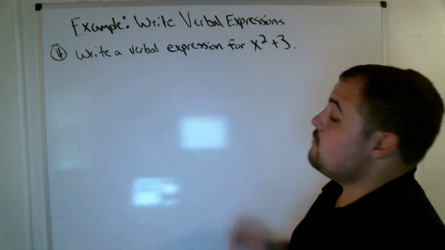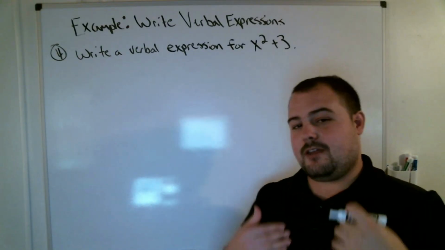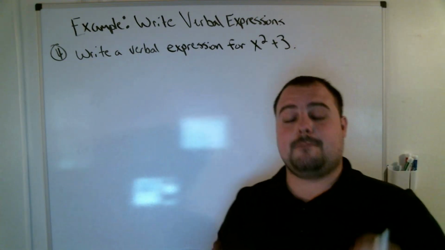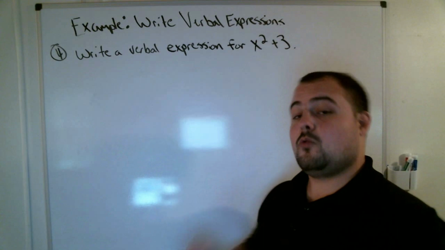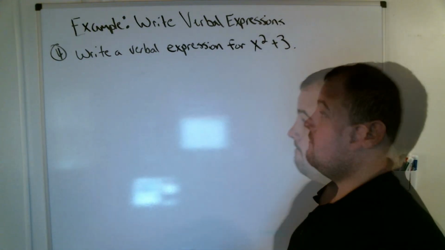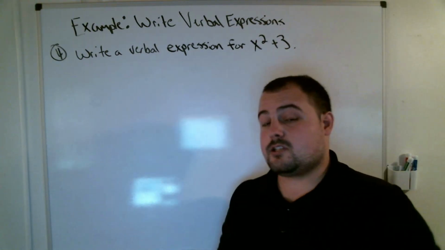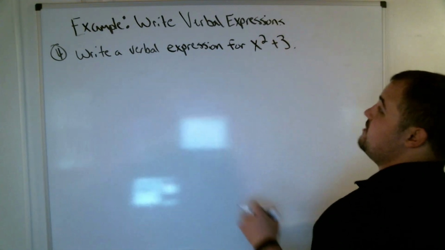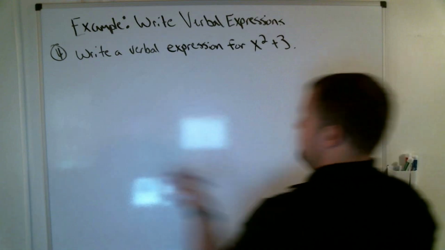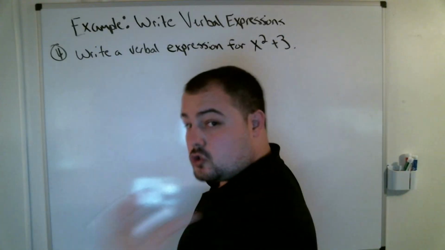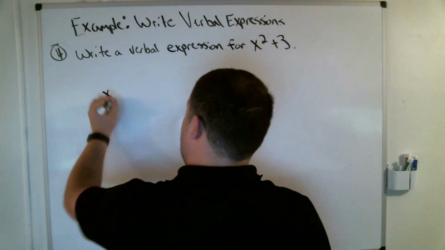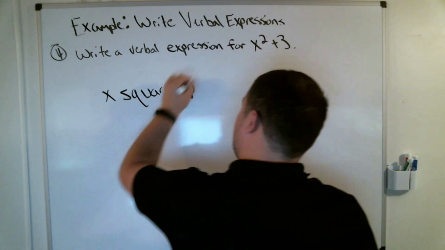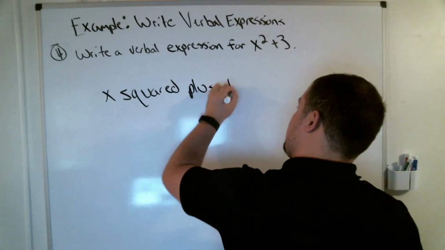Alright, so for your fourth example, again, this is one where I feel like we've kind of done two problems. I feel like you guys could probably do this on your own. So again, pause the video, try this on your own. We're going to go over it here in a couple seconds. Alright, let's go over this problem. So for this problem, I'm reading it, write a verbal expression for x squared plus 3. So the way I just spoke it should technically be right. X squared plus 3.